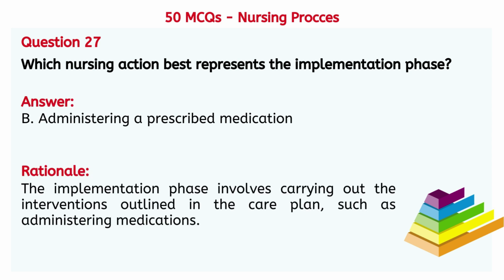The answer is B. Administering a prescribed medication. Rationale: the implementation phase involves carrying out the interventions outlined in the care plan, such as administering medications.